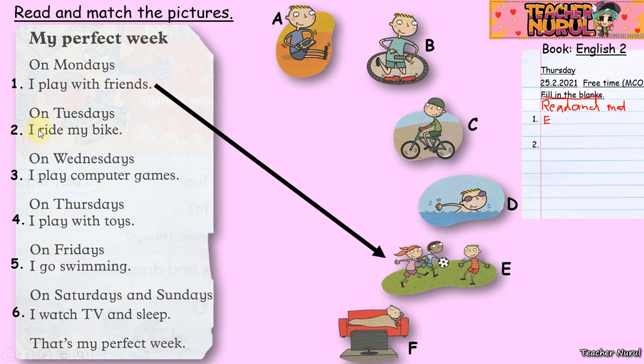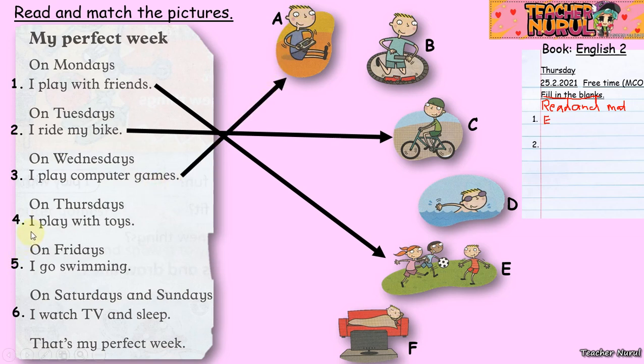Okay, look at number 2. On Tuesdays, I ride my bike. So which picture is ride my bike? Yes, very good. The answer is C. Okay, now let's go to number 3. On Wednesdays, I play computer games. Okay, which one is playing computer games? Yes, this one. Very good.